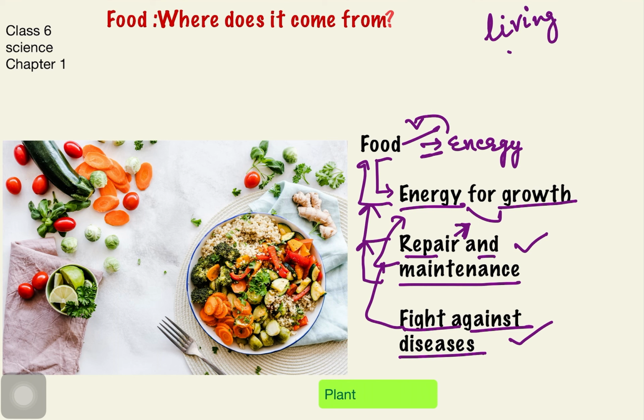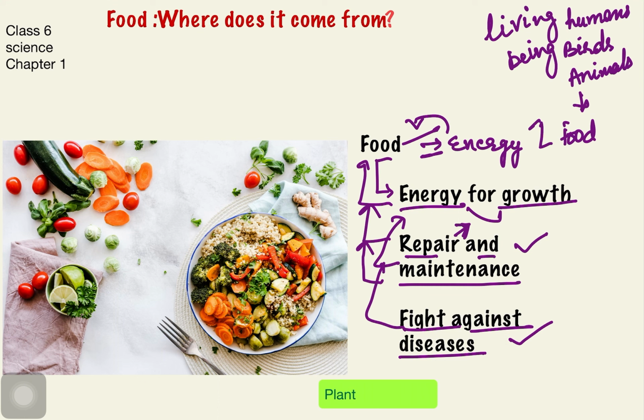So every living being needs food. Living beings are we as humans, then birds, and then animals also. All of these need food, and they depend on some food sources to get their food. But there is one living being which doesn't depend on anyone for its food, that is the plant. A plant is a self producer of its food. They produce their own food. They are not dependent on anyone to get their food.